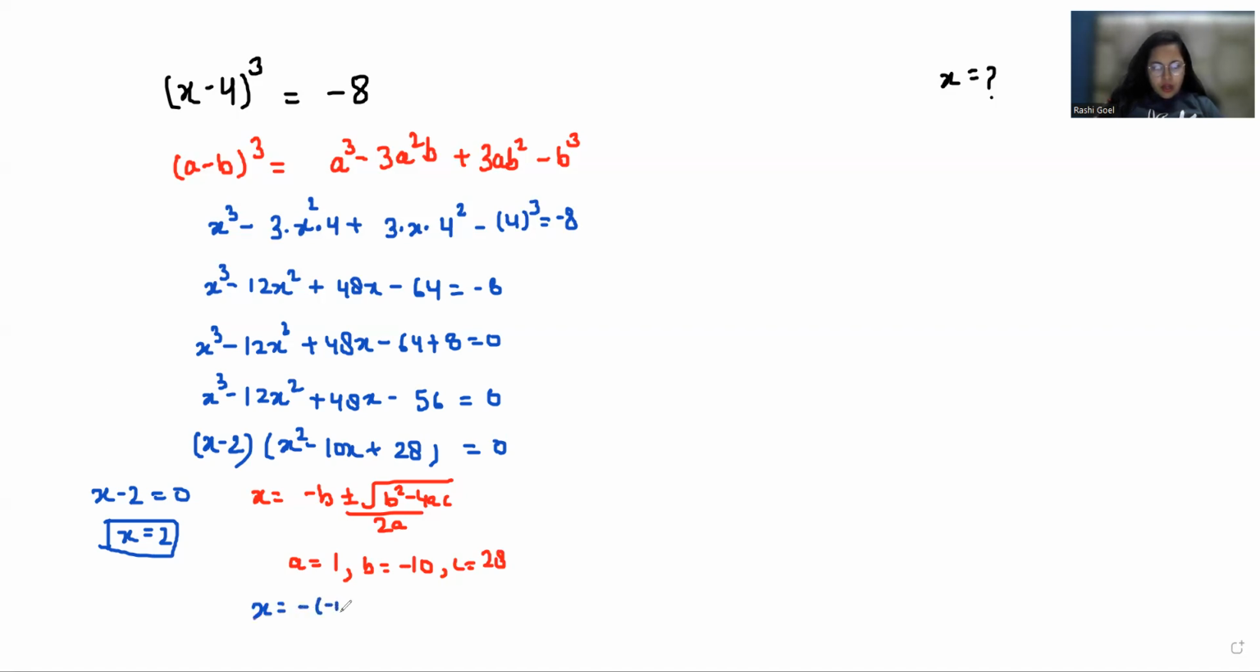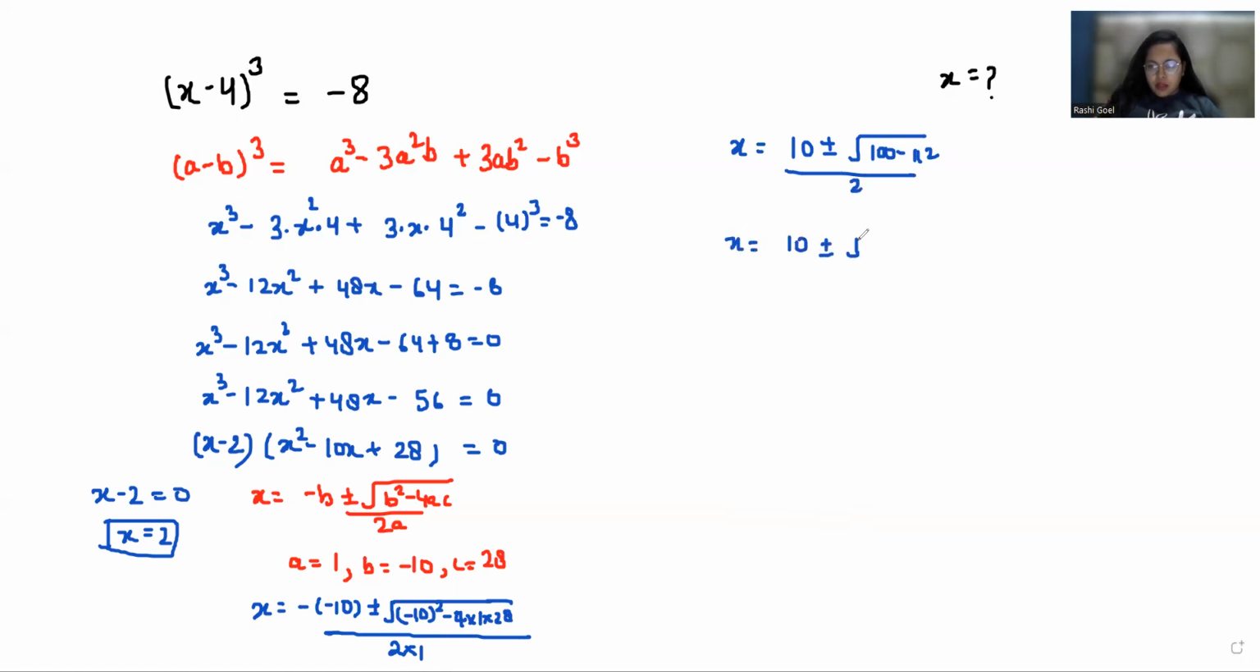So x is equal to negative 10, plus minus under root negative 10 square minus 4 times 1 times 28, by 2 times 1. So x is equal to 10 plus minus under root 100 minus 112 by 2. So x is equal to 10 plus minus under root negative 12 by 2. So x is equal to 10 plus minus, we can write under root 12 as 2 under root 3, the negative sign, by 2.